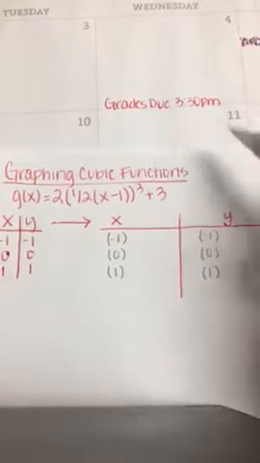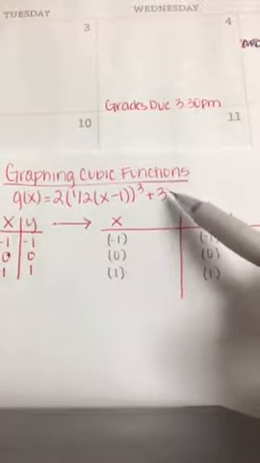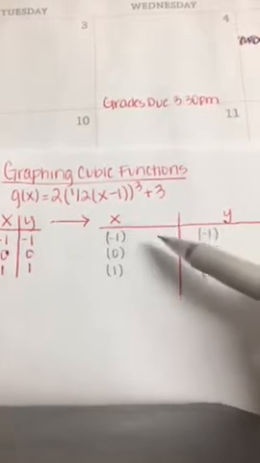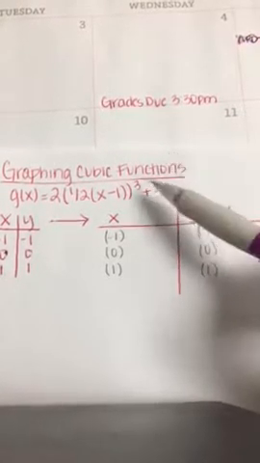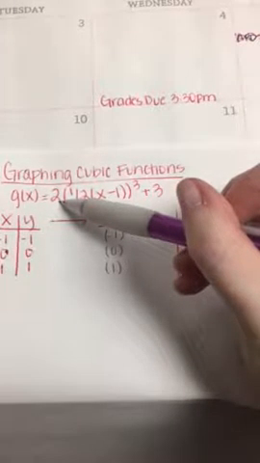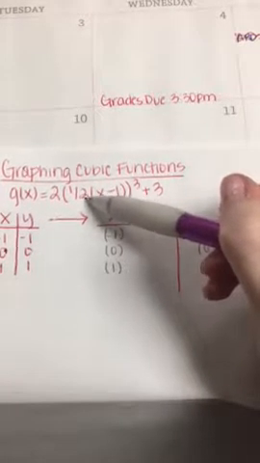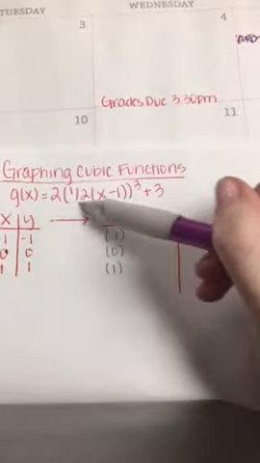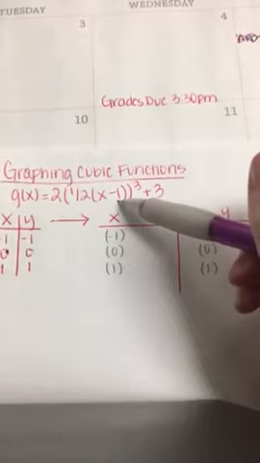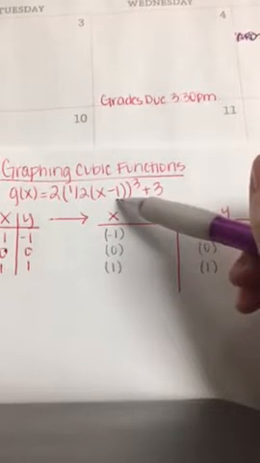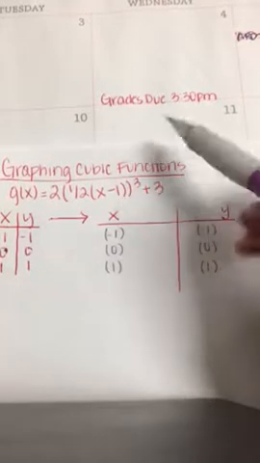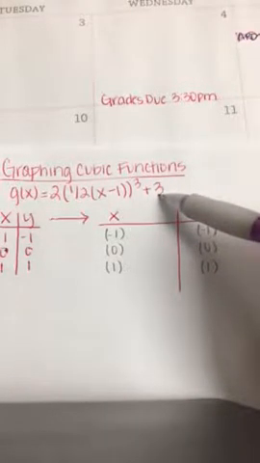Okay, one of the things that we're learning about in class right now is how to graph cubic functions that have been moved around a little bit. So for this situation, we have an a value of 2, a b value of 2. Remember, the b value flips upside down, so the b value here is 2. We have an h value of 1. Okay, remember this sign flips, so h is not -1, it's +1. And then we have a k value of 3.